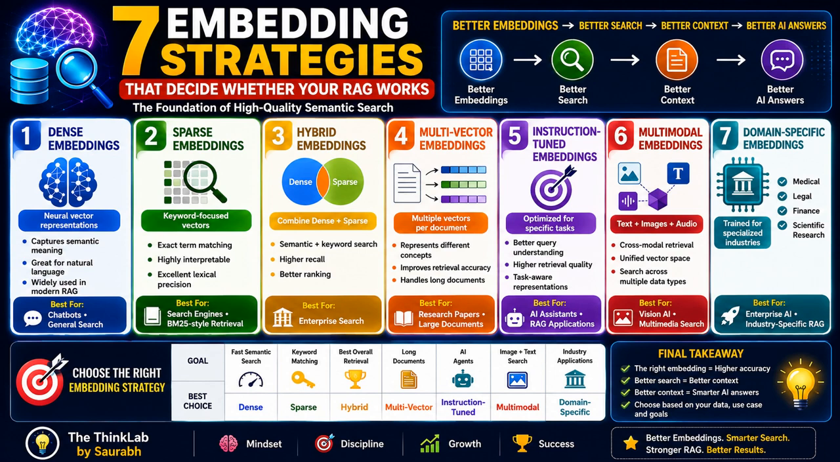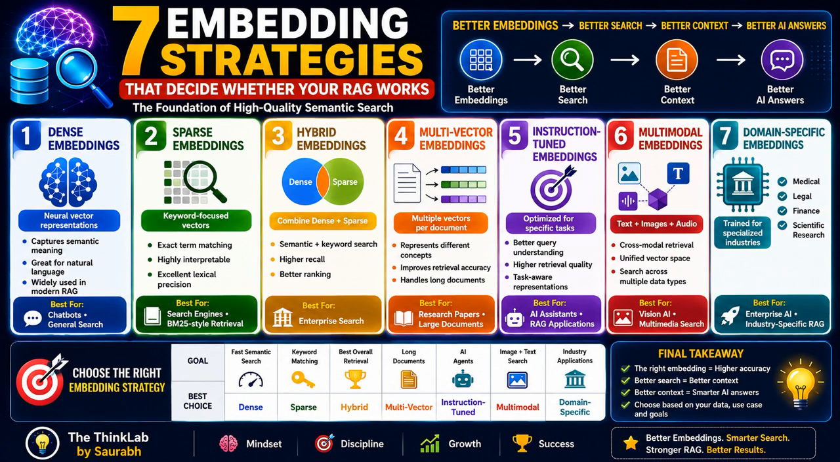Now we are moving to strategy 2. We call it sparse embedding. Unlike dense embedding, sparse embedding focuses on keywords. They remember which important words appear in the document. This makes keyword matching very accurate. If a user searches using exact technical terms, sparse embedding performs very well. Traditional search engines often use this idea. Sparse embeddings are useful when exact matching is more important than semantic similarity, right? They are commonly used together with BM25 retrieval, right?